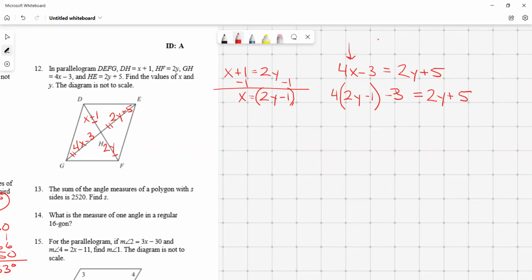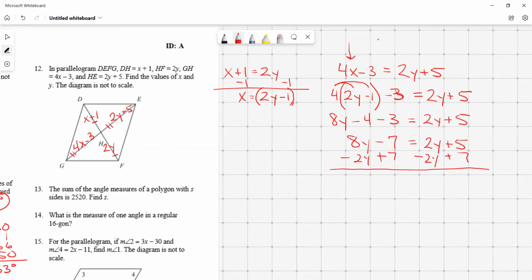That's a 3 right there. You have to do the distributive property right here. So 8y minus 4 minus 3 equals 2y plus 5. So 8y minus 7 equals 2y plus 5. If you add 7 to each side and subtract 2y from each side, you get 6y equals 12, and you divide both sides by 6. And y equals 2.